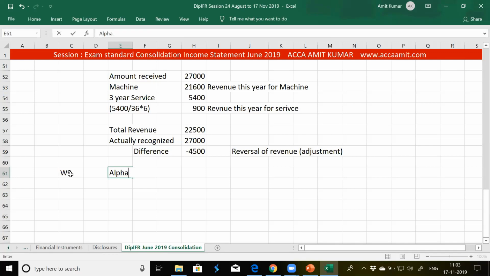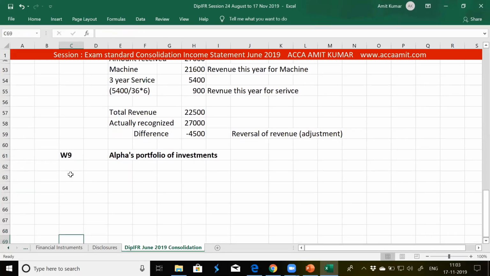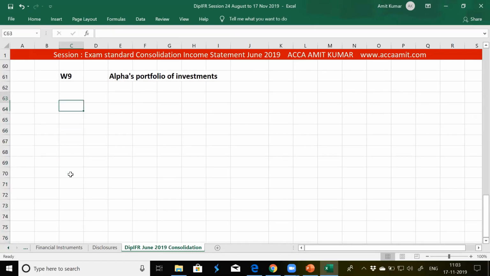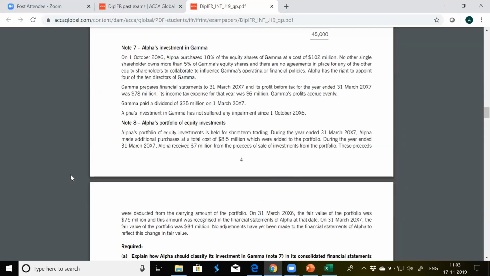Alpha's portfolio of investments. Now, the sequence is your choice. You can either calculate your working notes number 1 to 5 first and touch these points later on, because these points are going to help you in your working notes number 1 to 5. The sequence is a choice, in what sequence you wish to do it.